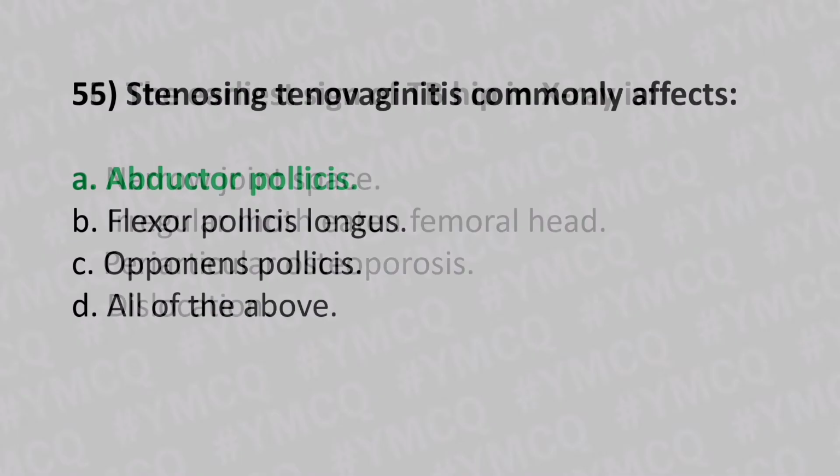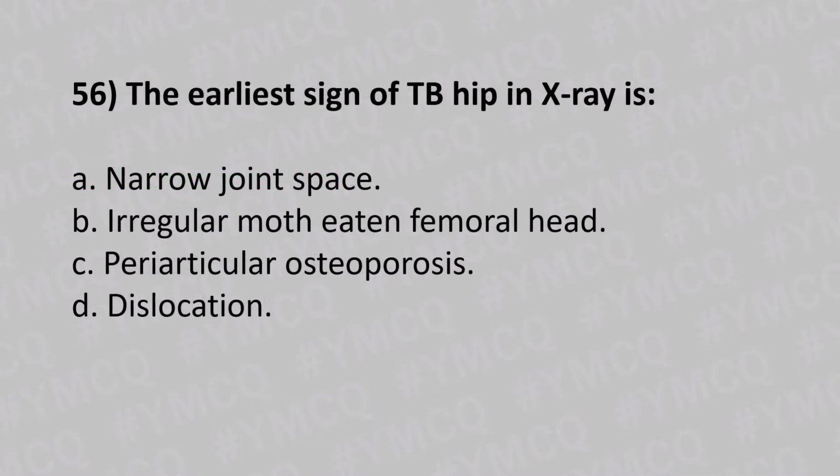Moving to our 56th question. The earliest sign of TB hip in X-ray is option A, narrow joint space. Option B, irregular moth-eaten femoral head. Option C, periarticular osteoporosis. Option D, dislocation. And the answer is option C, periarticular osteoporosis.